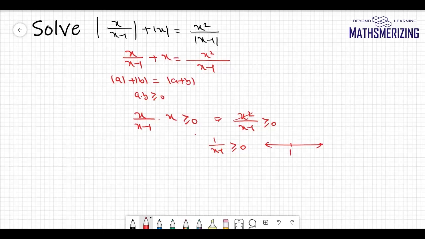Root of the denominator is 1. Rightmost, it is plus and then minus. I need greater than 0. So which is plus. And because 1 lies in the denominator, I won't include it. Now because we have removed x square and there is an equality sign, so rule number 3 says I need to add roots of the expression in the final solution. So I need to add x equals 0 also. So either x is 0 or x lies between 1 and infinite.